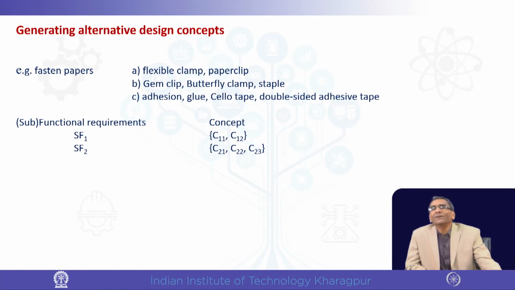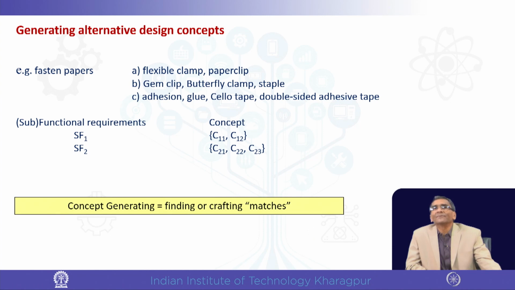Say for example, if we are talking about paper fasteners. What are the different types of fasteners possible? Flexible clamp, paper clip with gem clip, butterfly clamp, staple, that is using a stapler. If we are thinking of adhesion, adhesives, glue, sellotape, double sided adhesive tape.